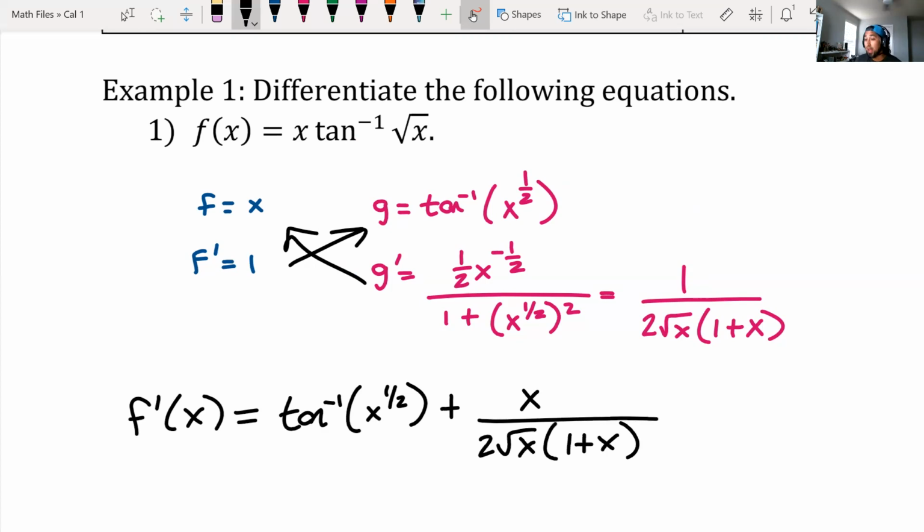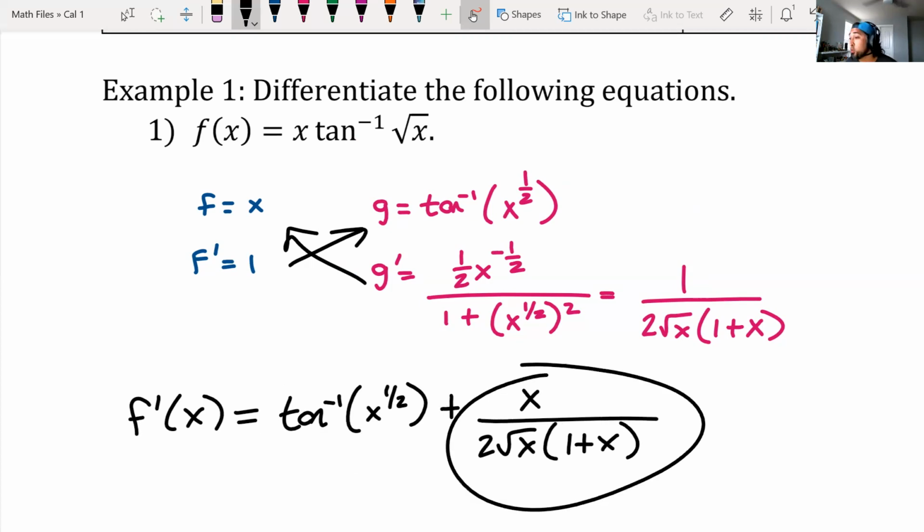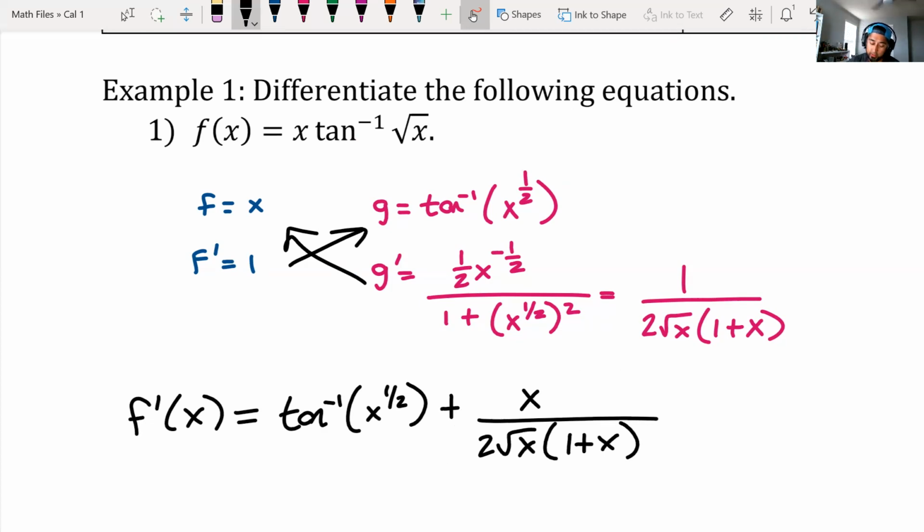Okay, now there's the derivative, and let's see if we can simplify more. This inverse tangent function is done, but this fraction, we can do one more step. Does anybody see what we can reduce?